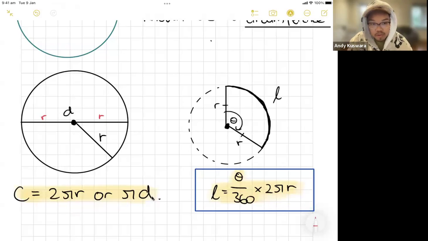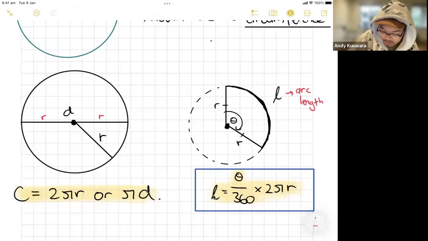Okay, now in your reference sheet, they've given you this formula that says L, and that L stands for arc length. Okay, so the arc length is this guy here.